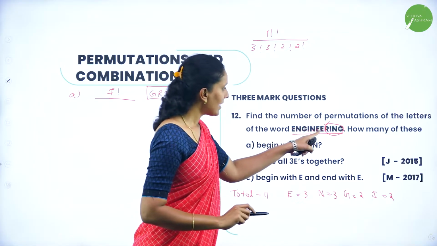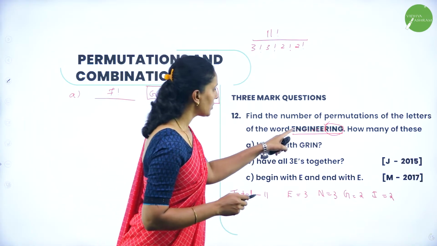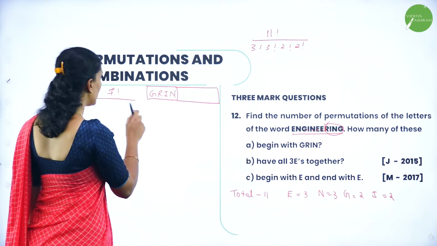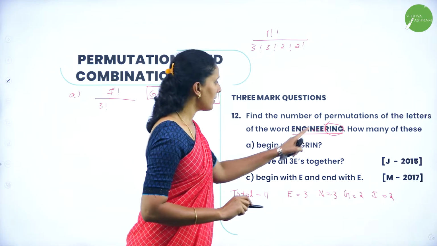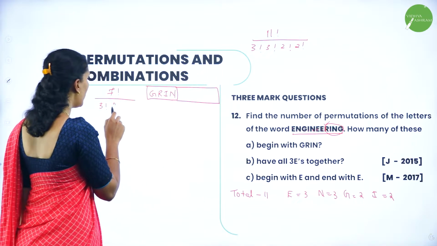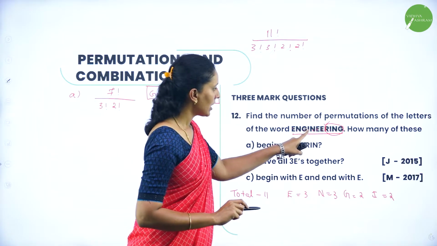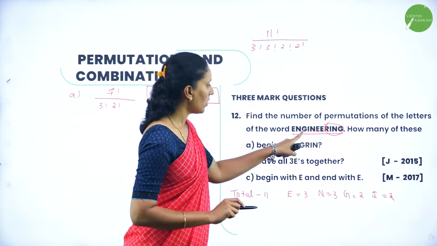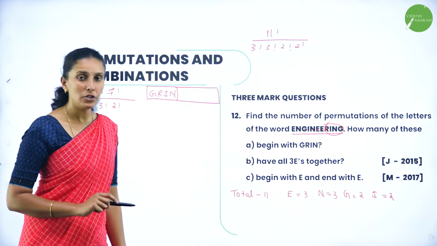And out of those 7 letters, we have letters which are repeating. What are the letters which are repeating? E is repeating 3 times, so divide by 3 factorial. N is repeating 2 times, divided by 2 factorial. Next, G is not repeating, I is not repeating. So the answer is 7 factorial by 3 factorial and 2 factorial.